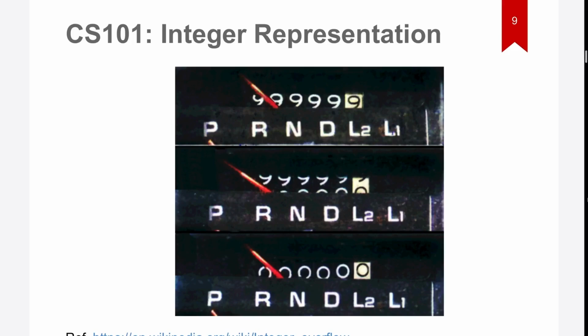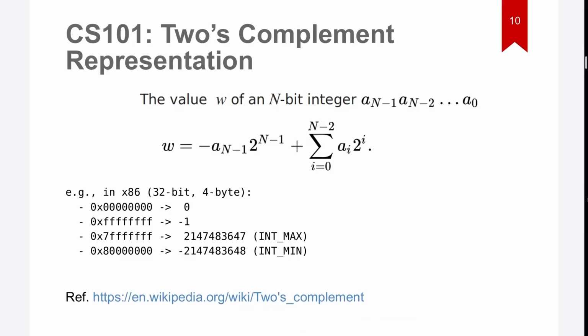So, integer representation. Integer representation is limited, so if we keep increasing an integer, at some point it will overflow. To understand what happens in the CPU, we need to look at how integers are represented in the registers that we work with, and that is two's complement, which you all, I'm sure, already heard about. Does anyone remember what the idea behind or the motivation for two's complement is?